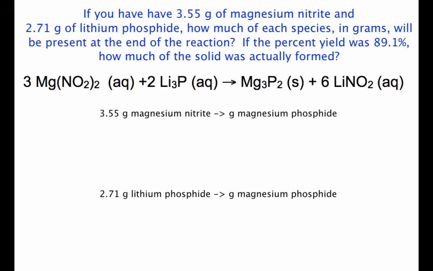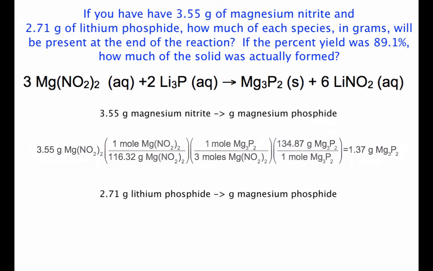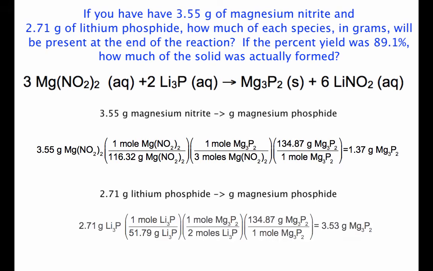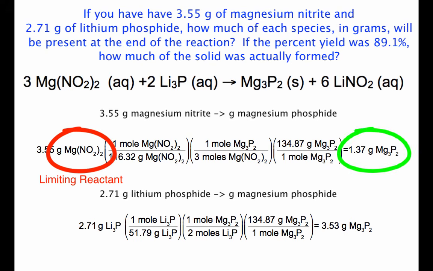I hope you came up with 1.37 grams of magnesium phosphide and 3.53 grams of magnesium phosphide. And I hope your work looks something like this. Step 4. The reactant that gives the least product is the limiting reactant. So in this case, magnesium nitrite is the limiting reactant and 1.37 grams of magnesium phosphide is formed.